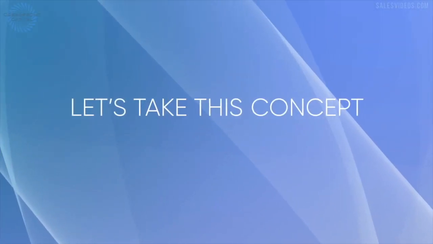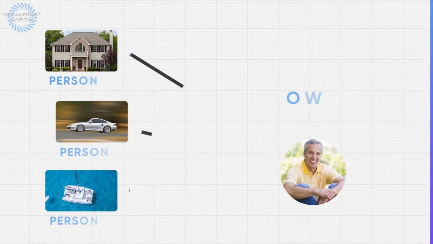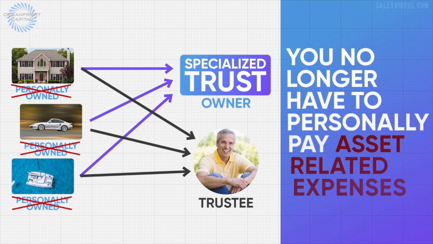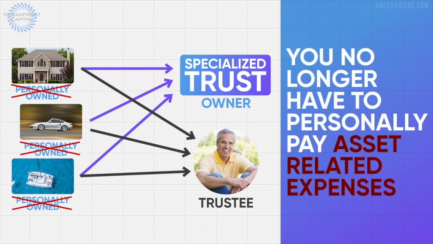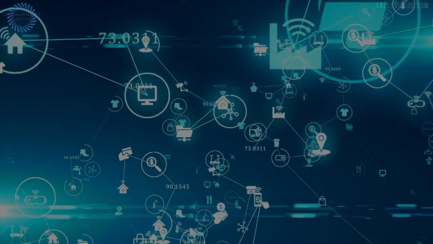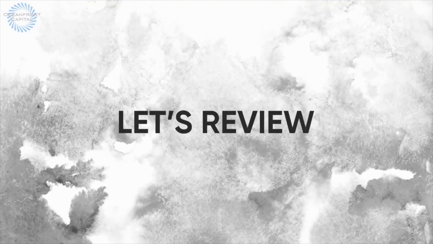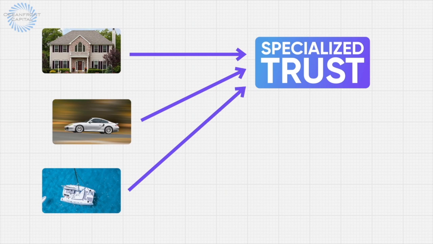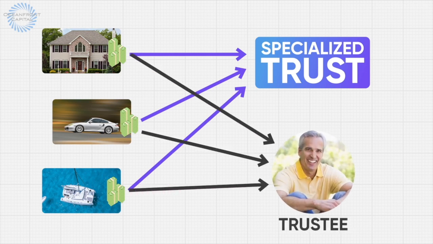And let's take this concept one step further. If you no longer personally own the assets, then you no longer have to personally pay asset-related expenses either. Are you starting to see the incredible power of a specialized trust? Let's review. The specialized trust would own your assets, and the trust is therefore responsible for paying all related expenses. And don't worry, you can be the trustee of the trust, so you always maintain control of all assets held within the trust.